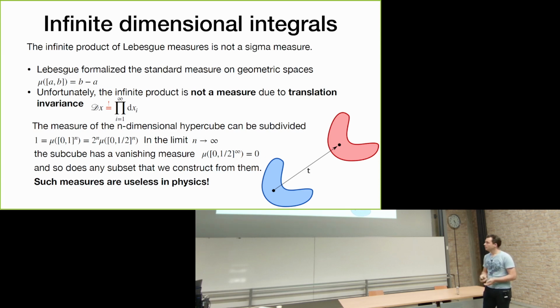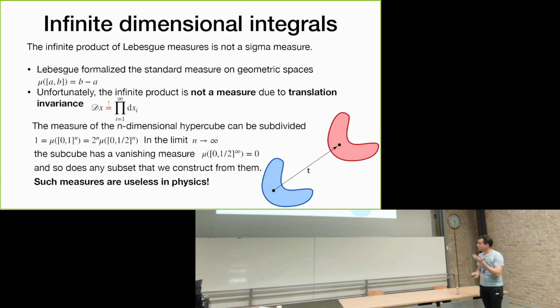And the way to see it is that you can take, for example, a cube, and you subdivide it into smaller cubes, and then you want to be able to say, well, I take the sum of all these cubes, and I want to take that to be equal to the whole cube. And basically, you see that 1 is equal to 2 to the power n times the measure of the smaller cube. And if you take the limit of n to infinity, in order for this to hold, mu has to go to 0, because 2 to the power n is growing.